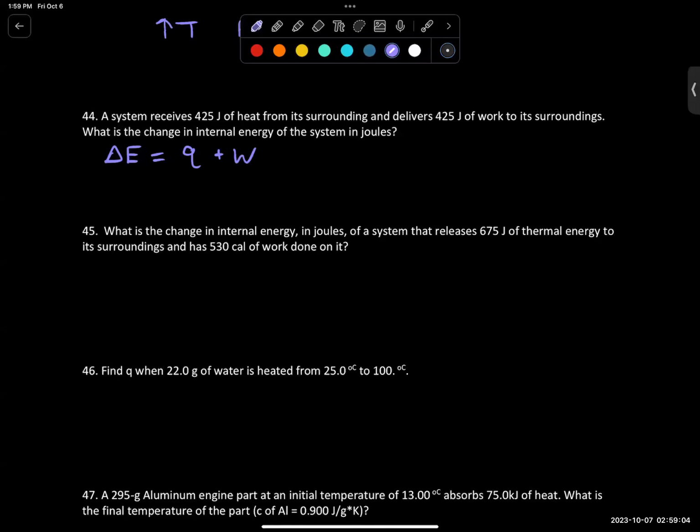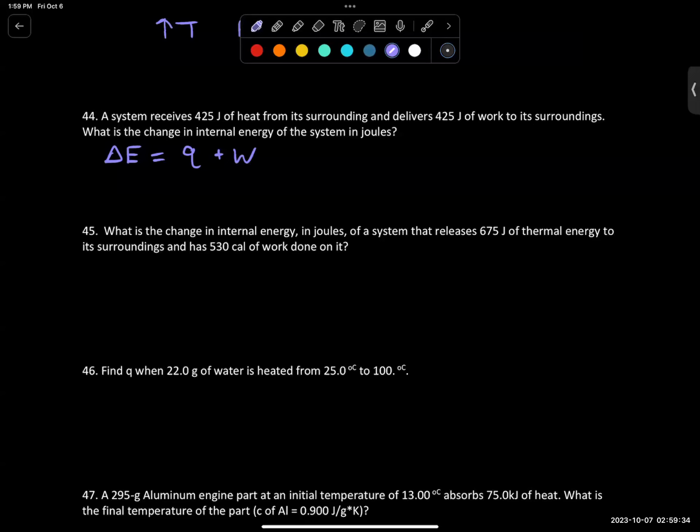The delta E is change in energy or? Change in internal energy, yeah. So number 44 says a system receives, so that means the system is gaining, right? Gaining 425 joules of heat. So when we think of that, we should already be associating a positive or a negative sign with that statement and for the variable that it tells us.